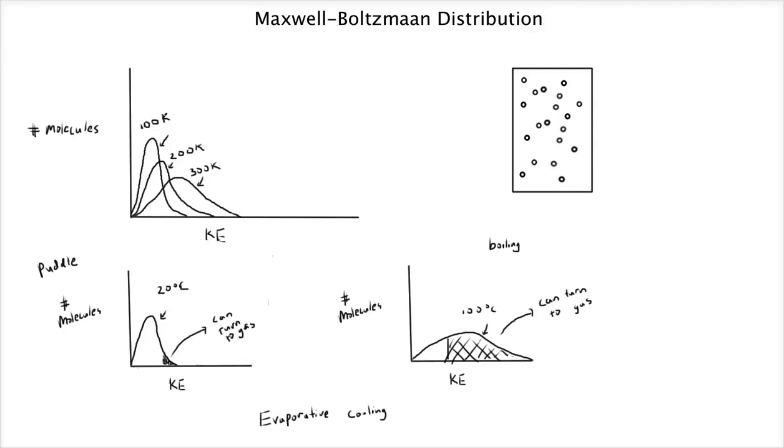This video is going to be on the Maxwell-Boltzmann distribution and evaporative cooling. So this picture I drew over here is a picture of the Maxwell-Boltzmann distribution, or roughly. It's a rough sketch. And what we have is, on the y-axis, number of molecules and, on the x-axis, kinetic energy. This is generally used for gas.